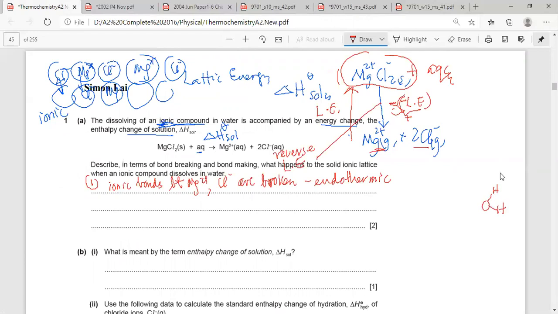Okay, the covalent bonds is this delta positive, delta negative. Yes. Why is this so? Because oxygen is more electronegative.